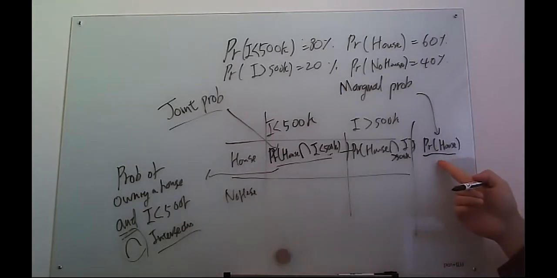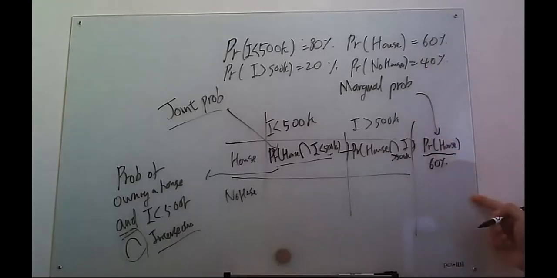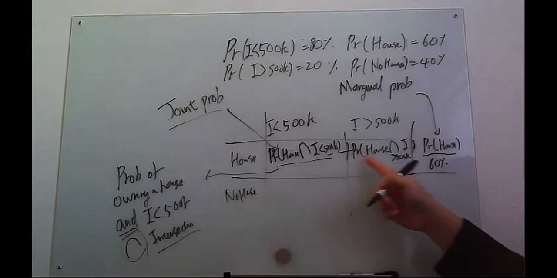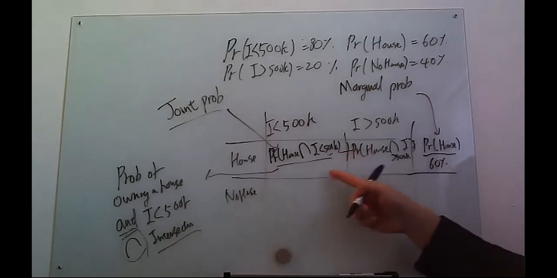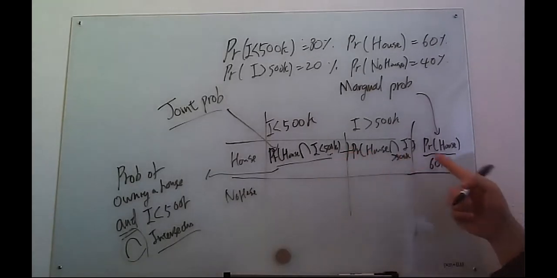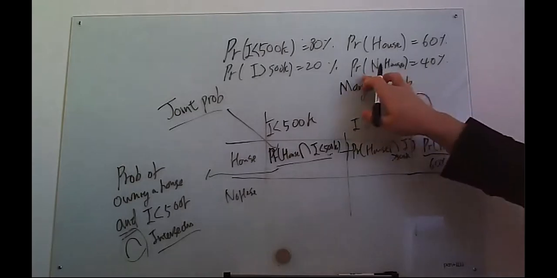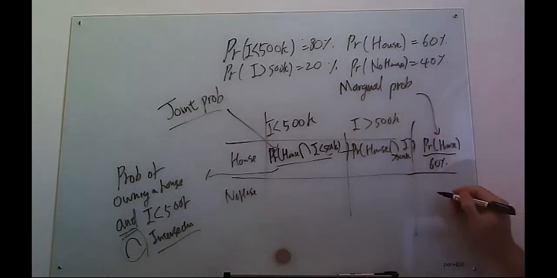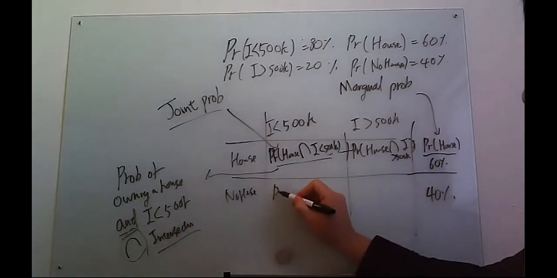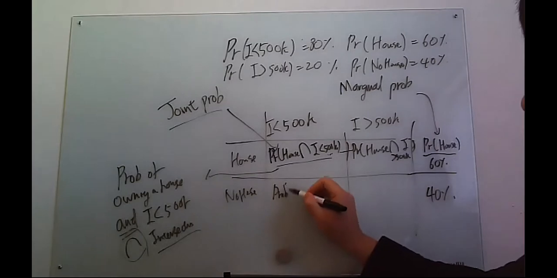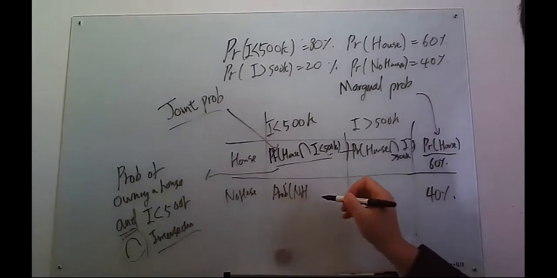So what did we say the probability of owning a house was? We said it's 60%. That means the summation of these two numbers is 60%. The summation cannot be higher than 60%, right? Similarly, the probability of not owning a house would be 40%, for a similar reason. And I can say this is the probability of no house. I say NH.